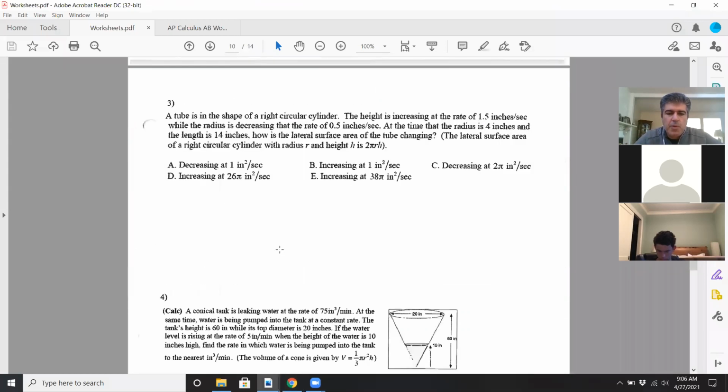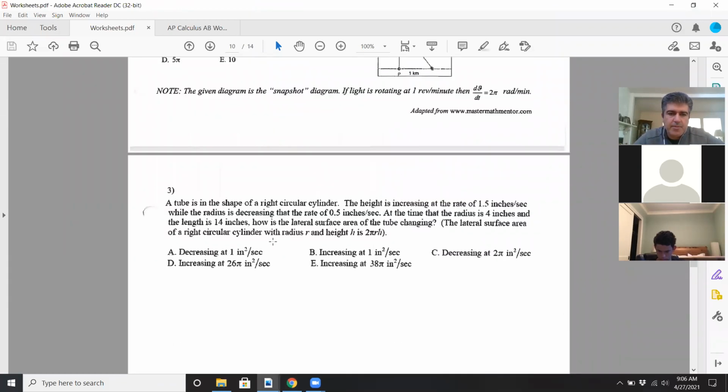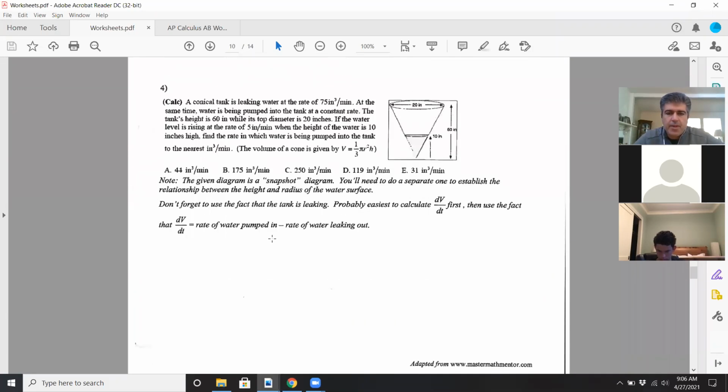Okay, let me do 4, because that one's kind of a doozy. And then I'll have you guys try 2, 3. Okay, for 4. So you have a conical container, and it's leaking water, but also water is being pumped in. So there's rate in and rate out, okay? The height of the tank is 60, the top diameter is 20. And we're curious to know what's going on when the water height is 10.